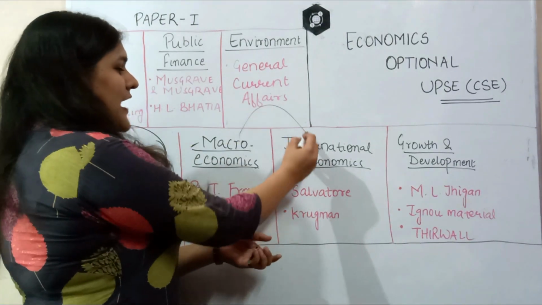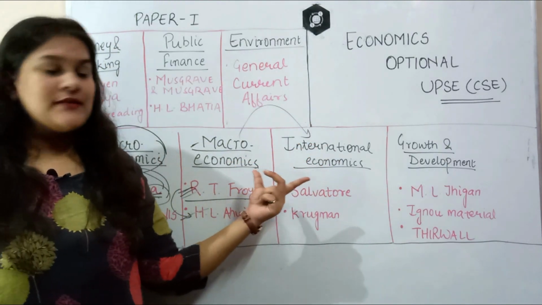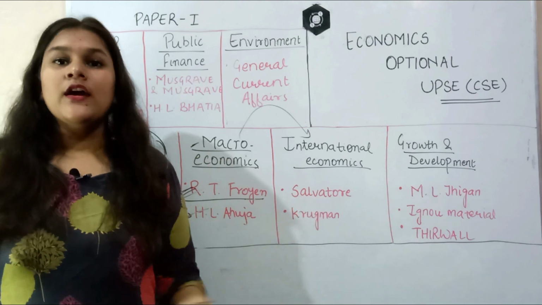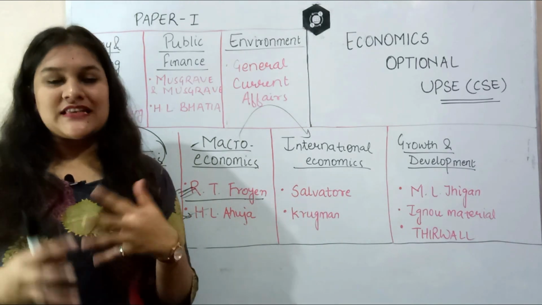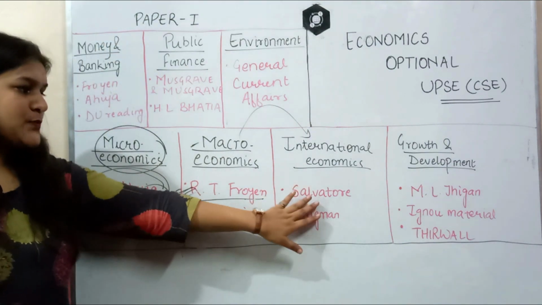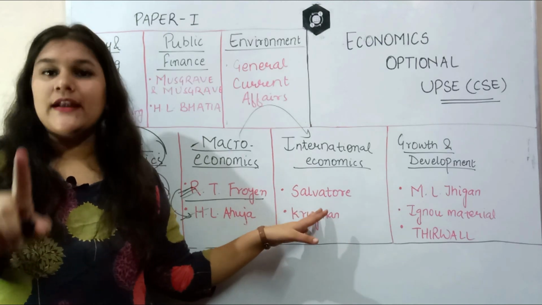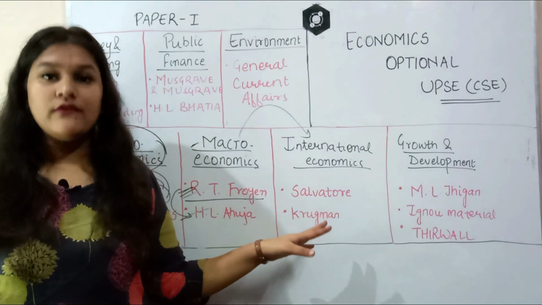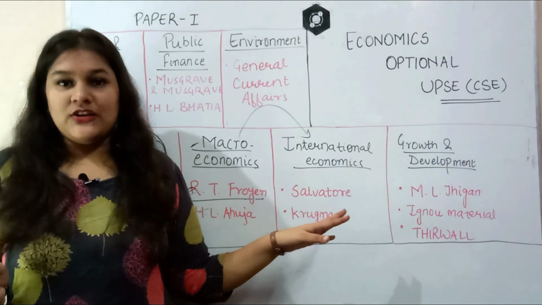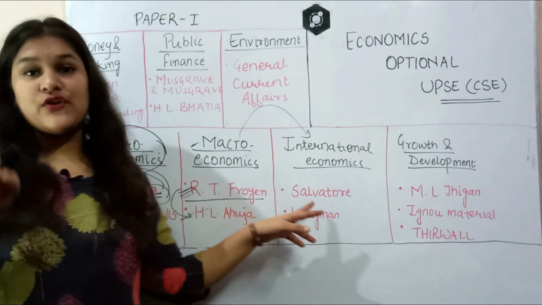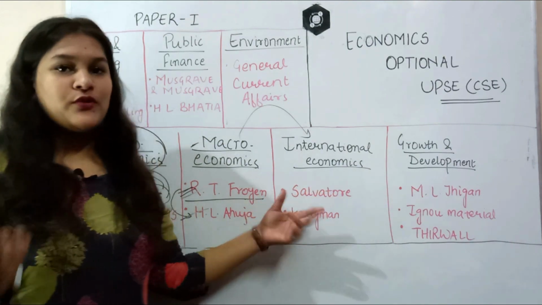Now move to international economics. Actually, there is only one book for international economics. You can refer to Salvatore. You can read it from cover to cover, but you can skip some appendices from this book because some appendices are not required, except the appendix covering the topic of the offer curve. The offer curve is very relevant in the economics paper, and this is one of the favorite topics of UPSC, so you cannot afford to ignore this topic.